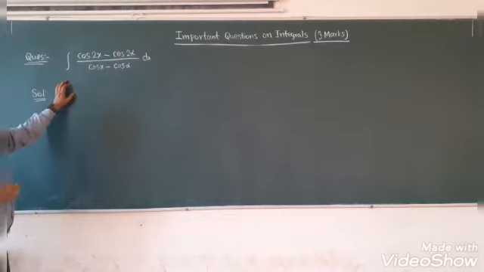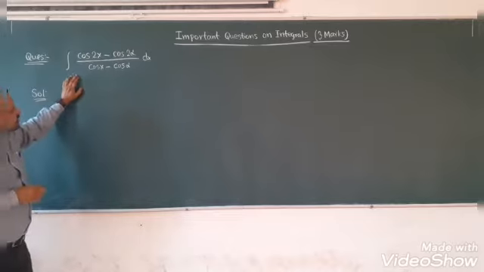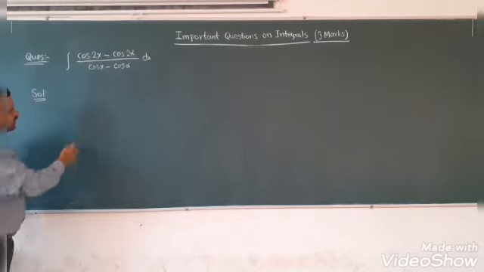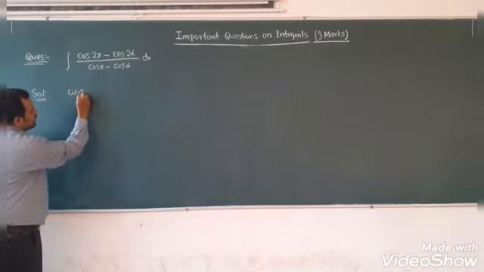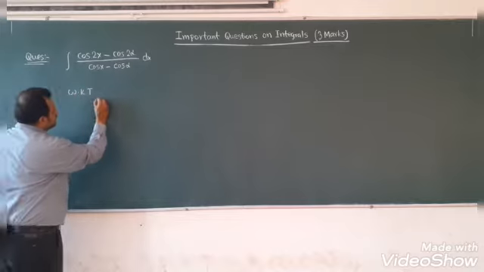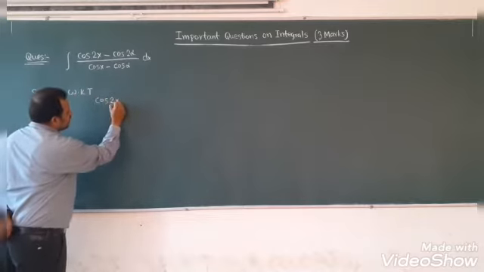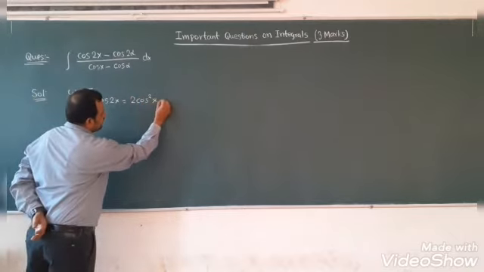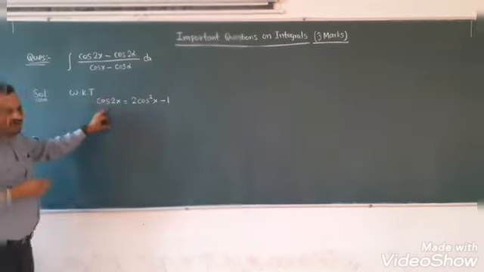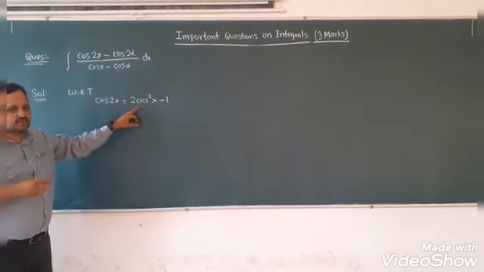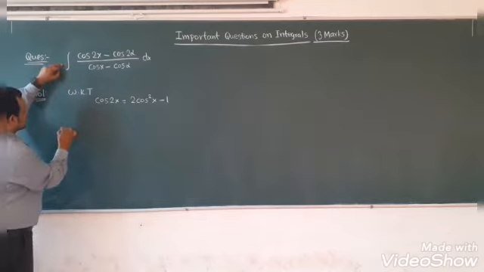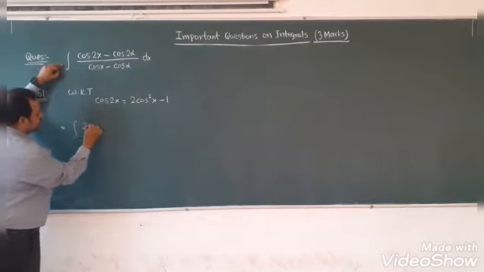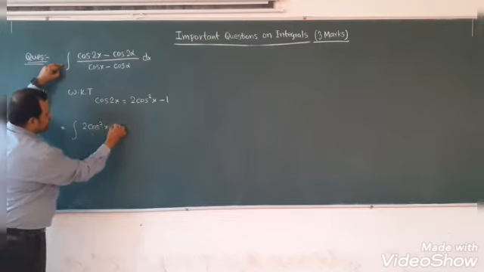The next question is the integral of (cos 2x minus cos 2 alpha) divided by (cos x minus cos alpha) dx. Now look here, we know the formula for cos 2x in terms of cos: 2 cos square x minus 1. So the given question we can write with cos 2x as 2 cos square x minus 1.